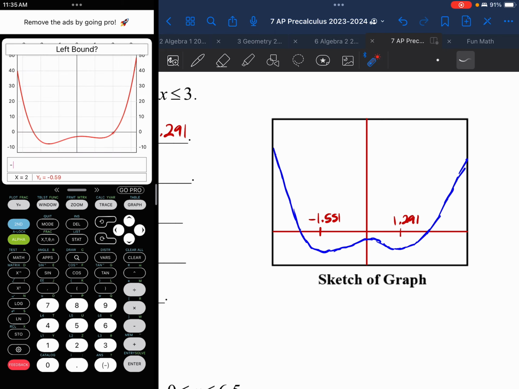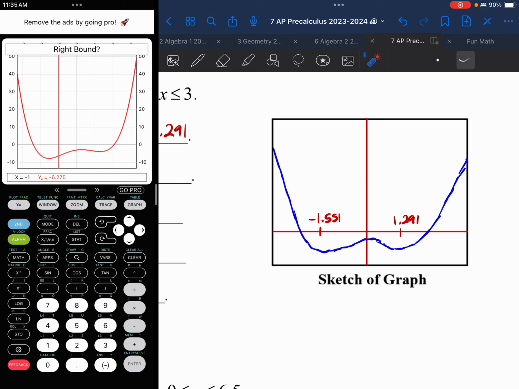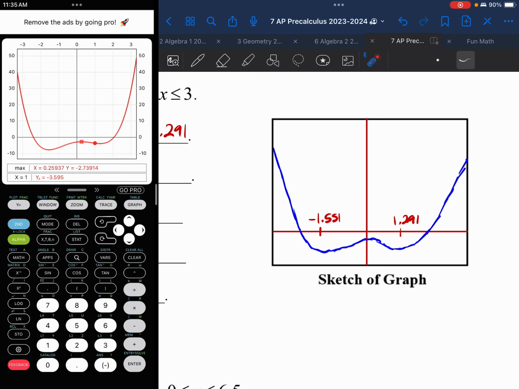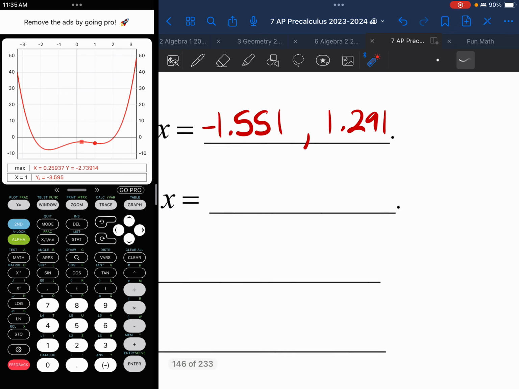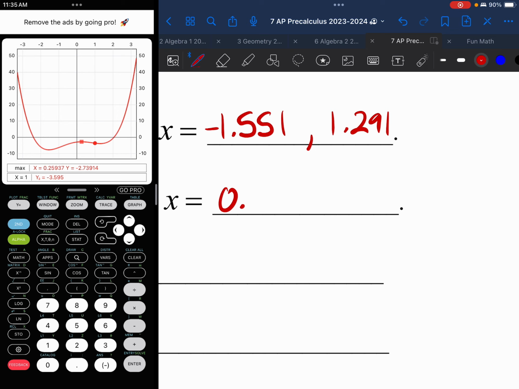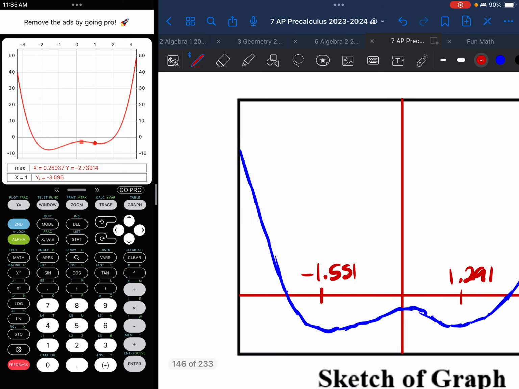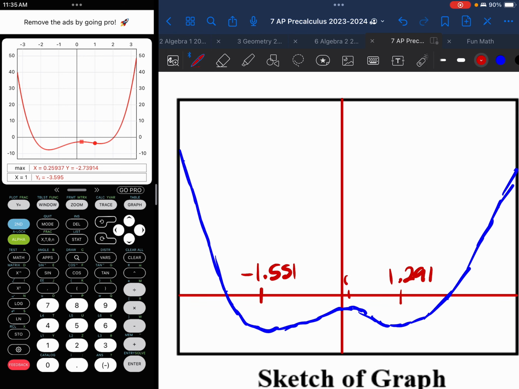My left boundary is probably like negative 1 is probably fine, and then my right boundary 1, and it will find. Okay, so in between negative 1 and positive 1, it wasn't 0 like I suspected, but it's actually at this x-coordinate of 0.259, which I will also label on my graph so I can see that this is at 0.259.